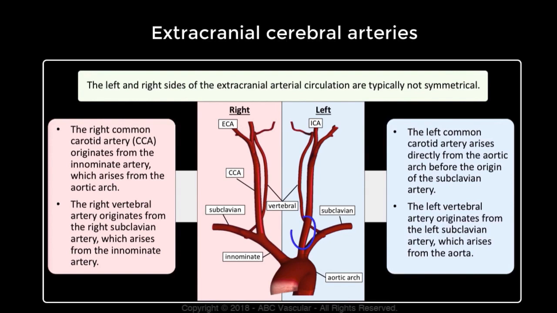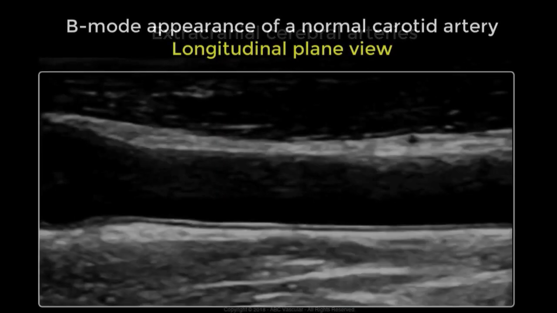The left common carotid artery generally arises off the aortic arch and divides into the internal and external carotid arteries. The left subclavian artery usually arises off the aortic arch and feeds the left vertebral artery.